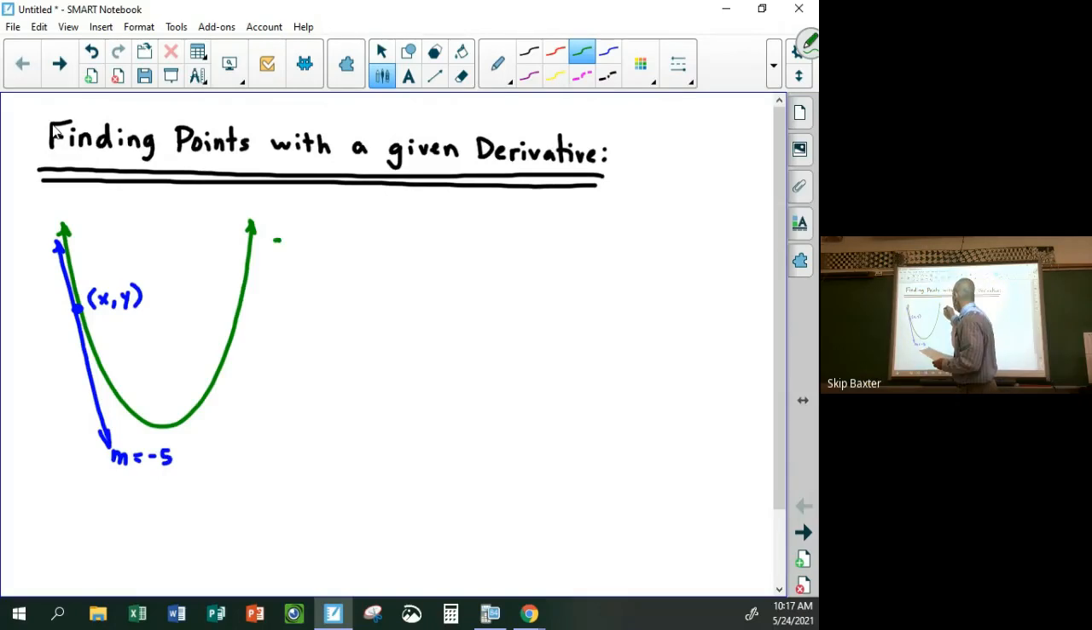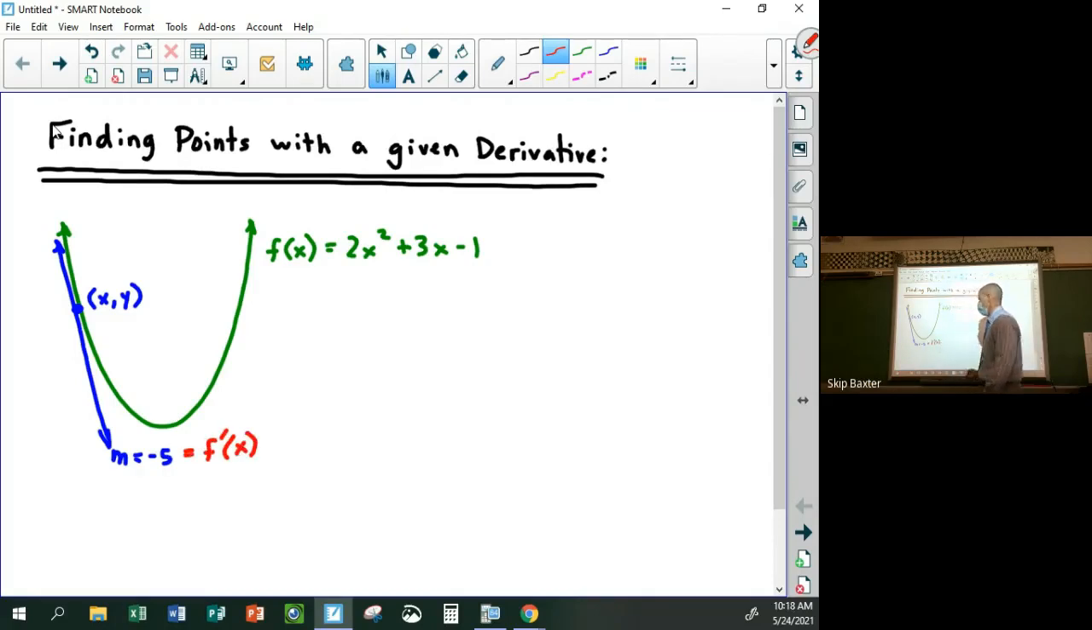So let's say this function has an equation f of x equals 2x squared plus 3x minus 1. And we're trying to find the point on that parabola that has a derivative of -5. Okay, so all you're going to do is say, well, if this slope is -5, this is equal to f prime of x, right? Well, we can figure out what f prime of x is because we know how to do that now. F prime of x is just 4x plus 3. Any questions on how I got that?